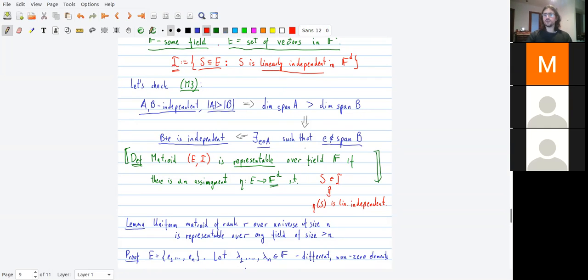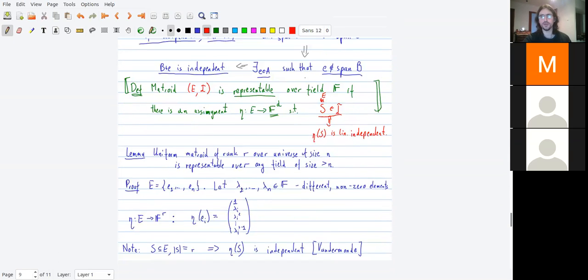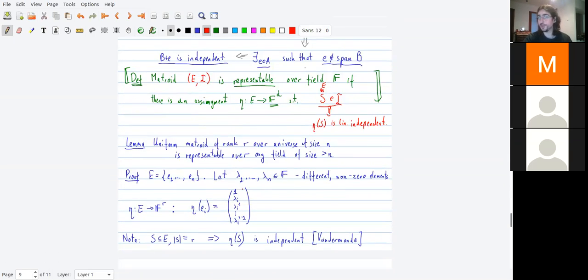So a subset S of the universe should be independent in the matroid if and only if in the representation the corresponding vectors are linearly independent. In a sense, this explains the structure of a matroid through an assignment of vectors in some finite dimensional space. So let's see an example of this.